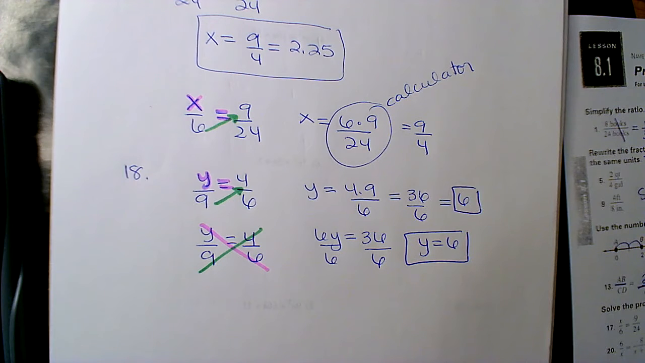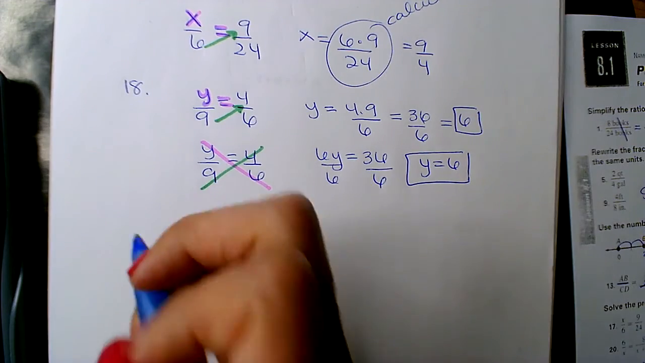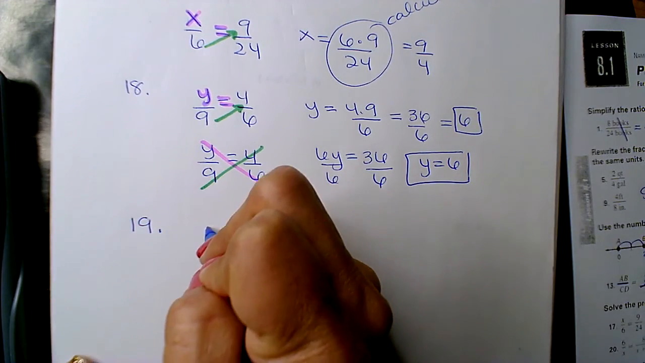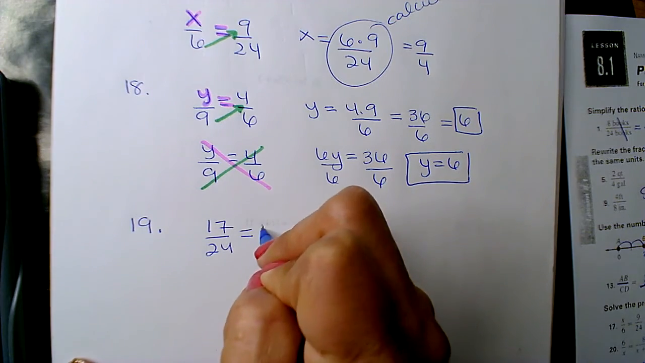Are you guys okay? Yeah. Keep going? Yeah. Okay, the next one will have distributive property though. I think. Oh no, not yet. That's 20. Let's do 19. I was skipping ahead.